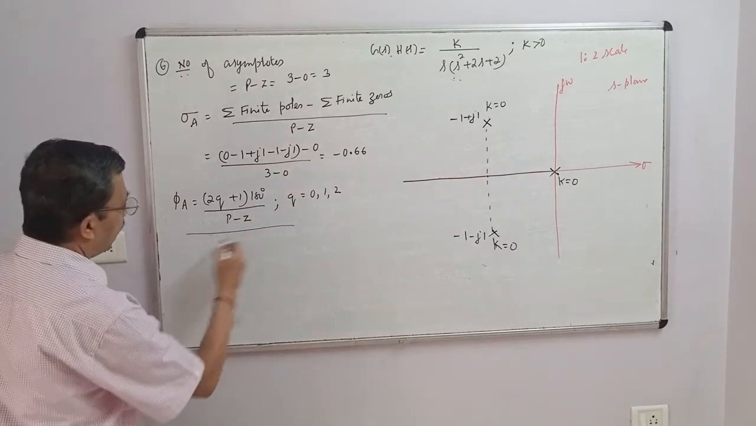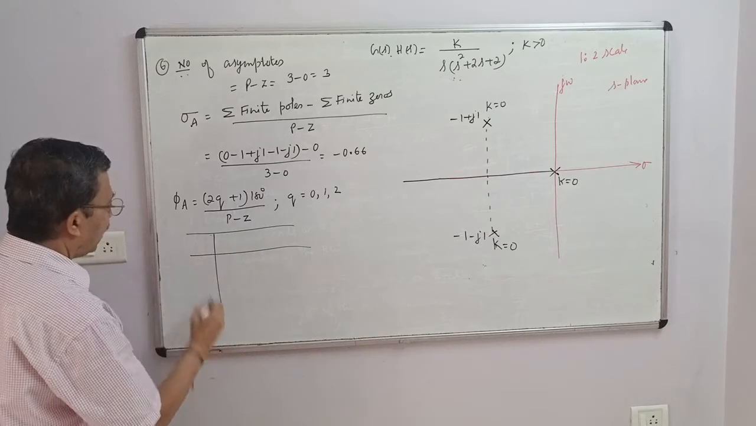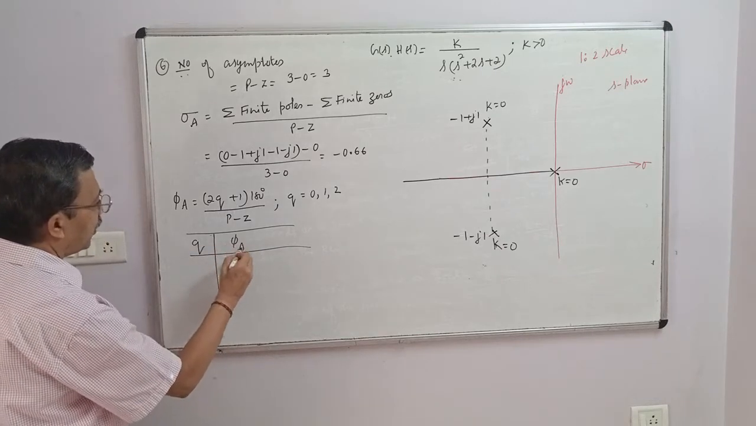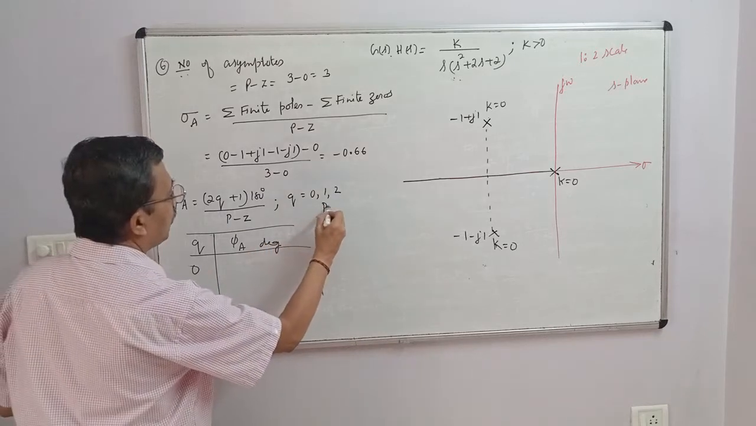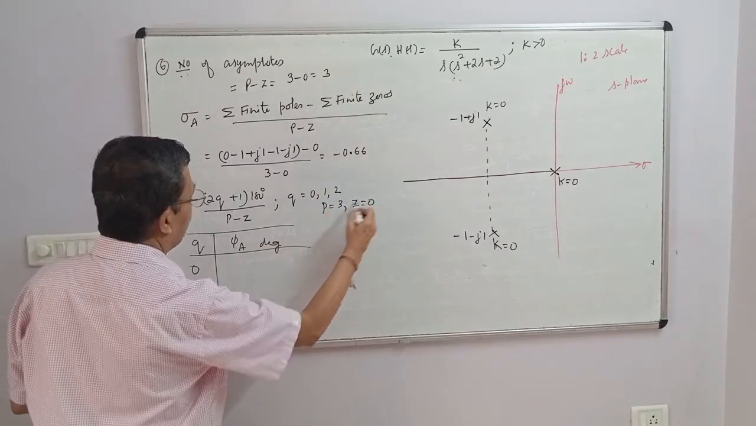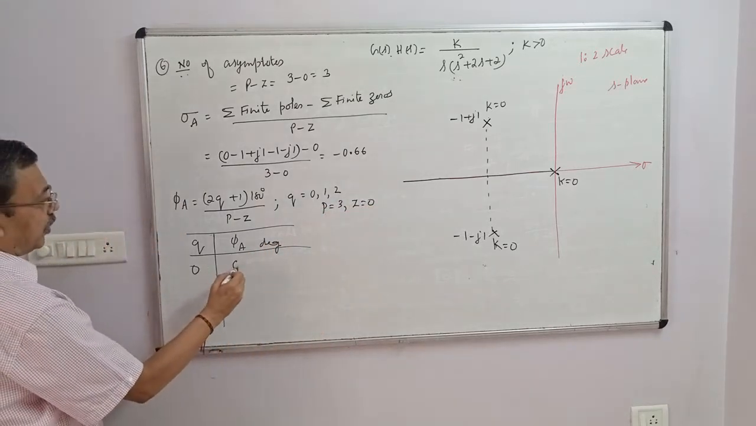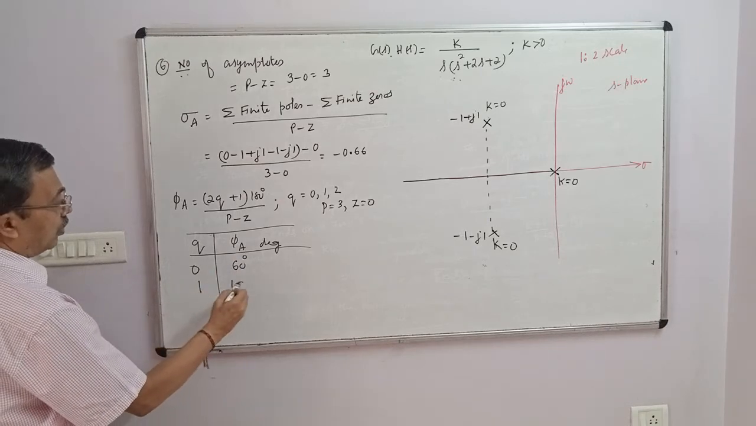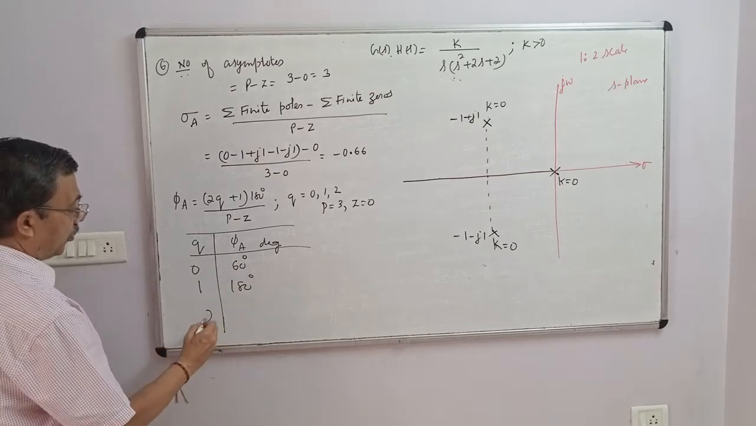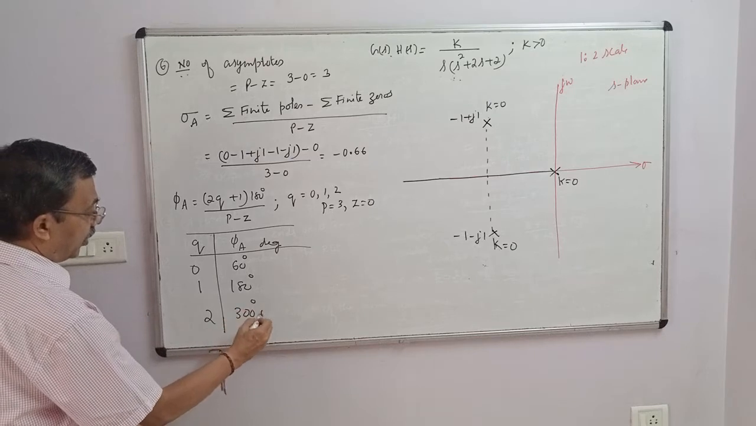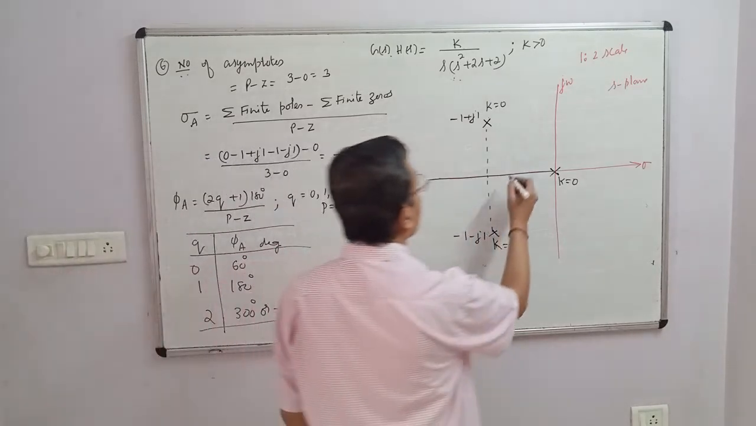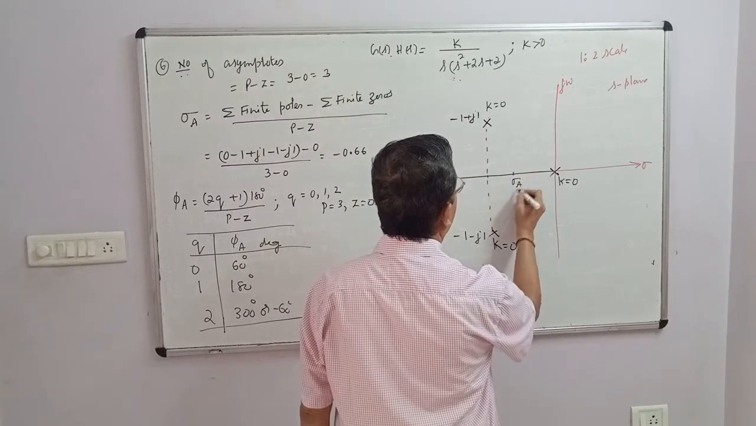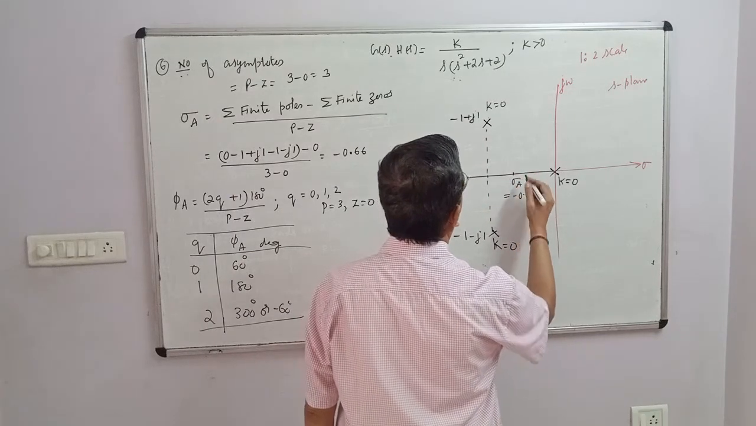So I will create a small table. Here I will write Q, here I will write phi A in degrees. When Q is 0, P is 3, Z is 0. When Q is 0, phi A is 60 degrees. When Q is 1, phi A is 180 degrees. When Q is 2, phi A is 300 degrees or minus 60 degrees. So this is sigma A equal to minus 0.66.